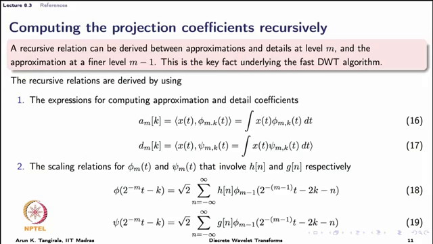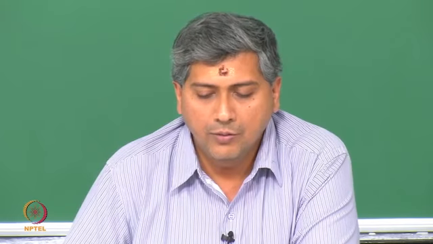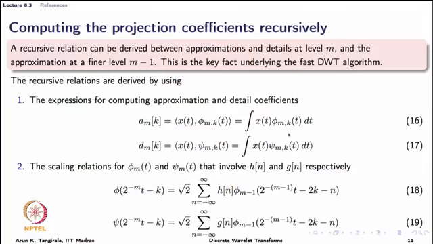we use two sets of equations. The first set of equations are the expressions for the coefficients themselves, which are given in equation 16 and 17 here. We know already that the approximation coefficient is the inner product of x and the scaling function at that scale, right, and the inner product is given by this integral. Strictly speaking, in the integral I should have a phi star, but since most of the times in DWT we use real valued wavelets, I have dropped the star for you.